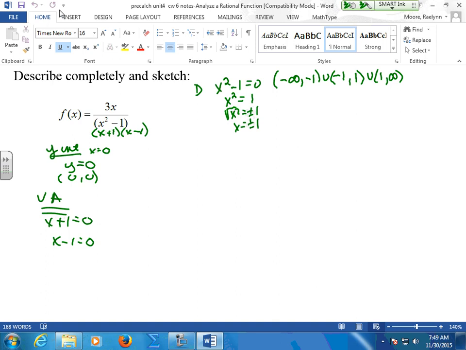Same thing as your restrictions for your domain. x is equal to negative 1 and x is equal to 1. These are your asymptotes. The same exact thing from your domain. We have nothing to reduce.